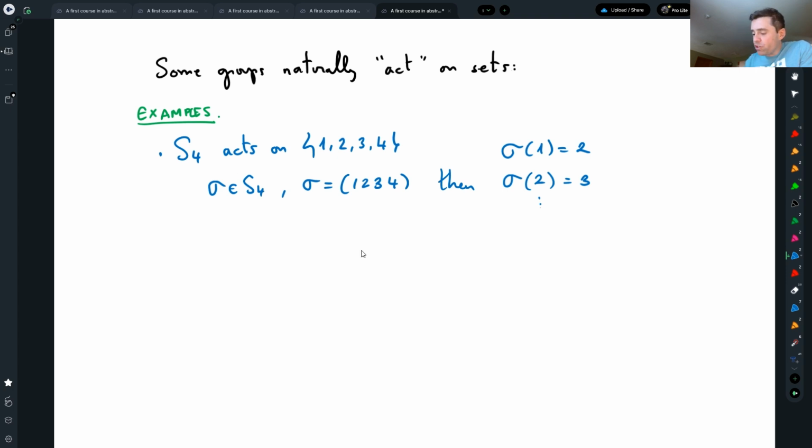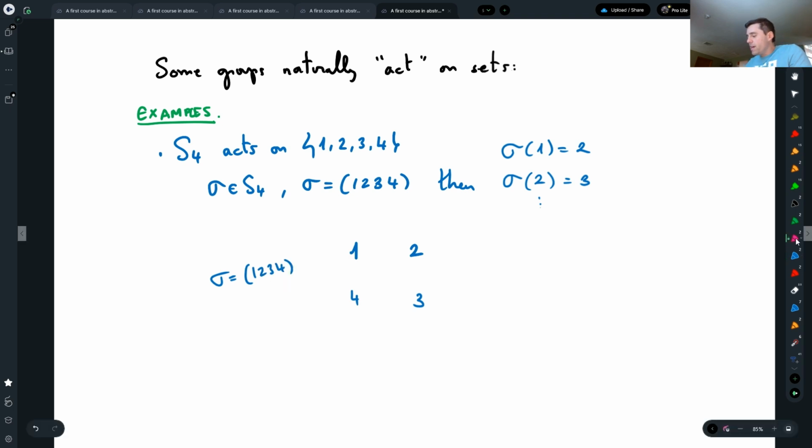So sometimes we write 1, 2, 3, and 4, let's say, and actually it might be better to write them sort of in a circle way, 3 and 4, and then if I have sigma, and sigma is the permutation 1, 2, 3, 4, we're going to draw diagrams that tell me how the action works. 1 is being sent to 2, 2 is sent to 3, 3 is sent to 4, and 4 is sent to 1. So that is the diagram for that permutation.